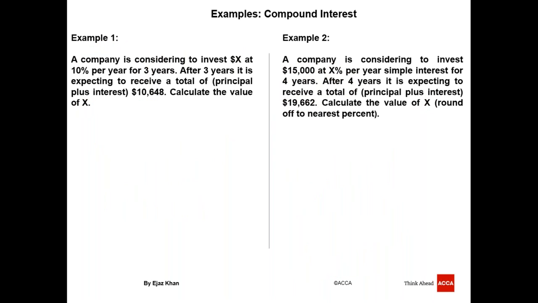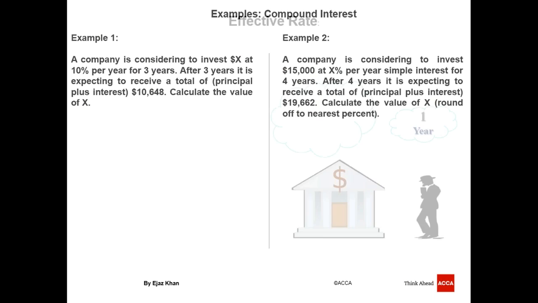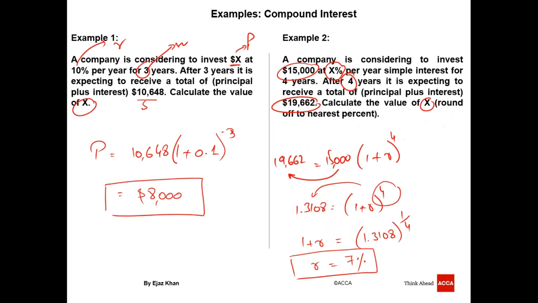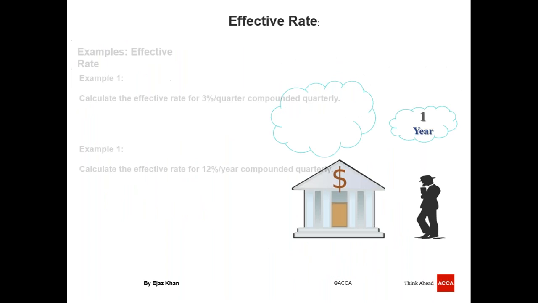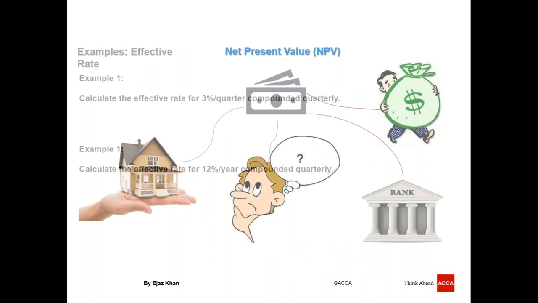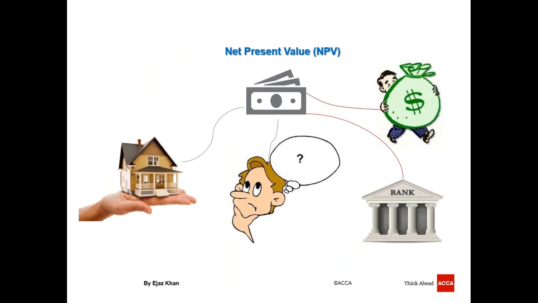It's 7%, right? So I hope it's clear. It's 7% approximately. Should we move forward? Okay, just forget about effective rate. Let's jump to the net present value.